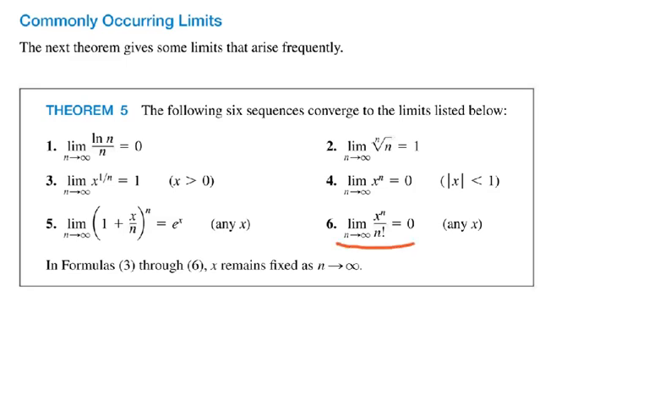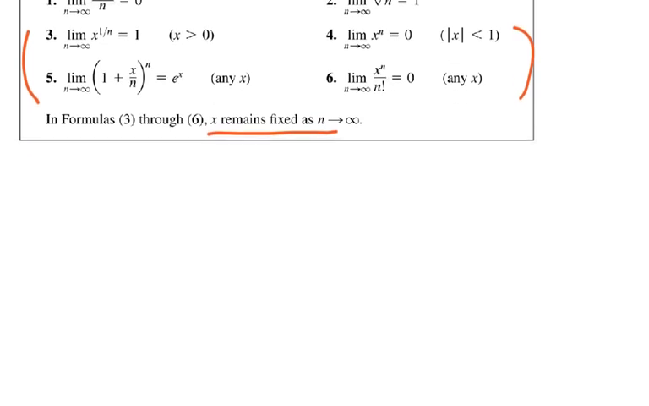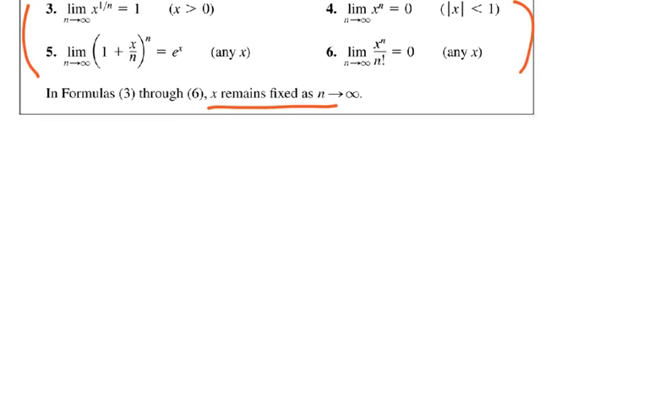And then the limit as n goes to infinity of x to the n over n factorial equals 0 for any x value. For formulas 3 through 6, those all had an x in them. As long as x remains fixed, a constant value, some number, then these hold. Okay? So I have a few examples in here.